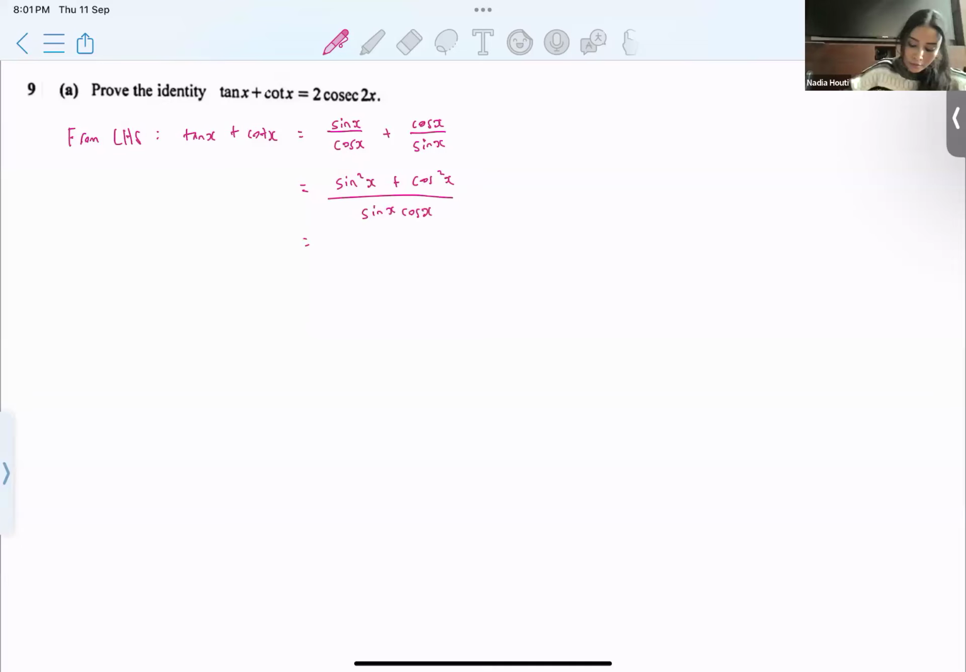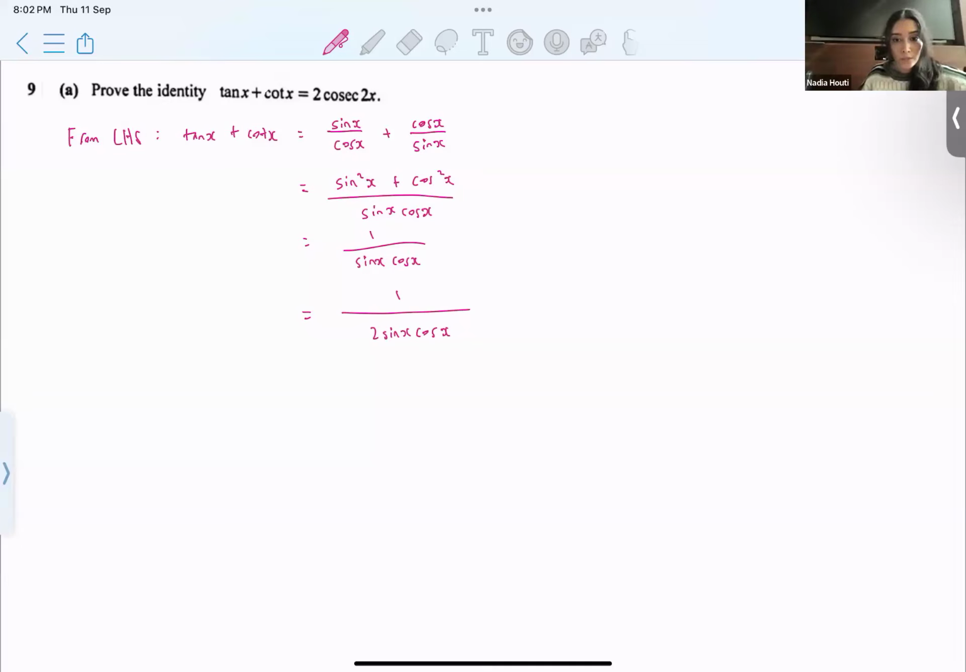And we know that there's the identity that tells us that sine square x plus cosine square x is equal to 1. So the numerator here will just be 1, and the denominator remains as it is. Also remember that there's an identity: 2 sine x cosine x is equal to sine 2x. We'll use that in the next step, but for now, I just want to change the sine x cosine x into 2 sine x cosine x.